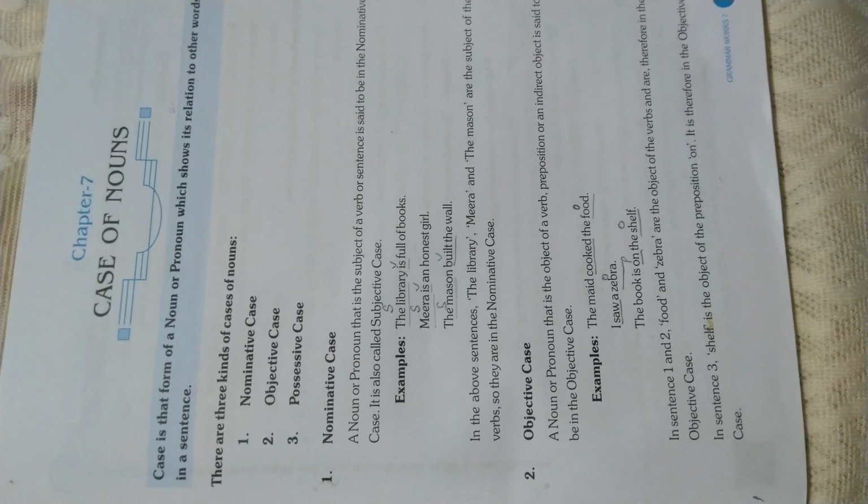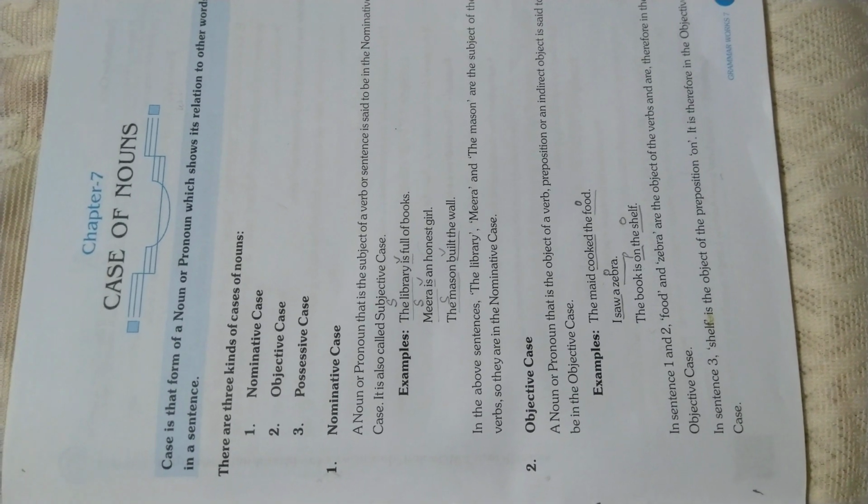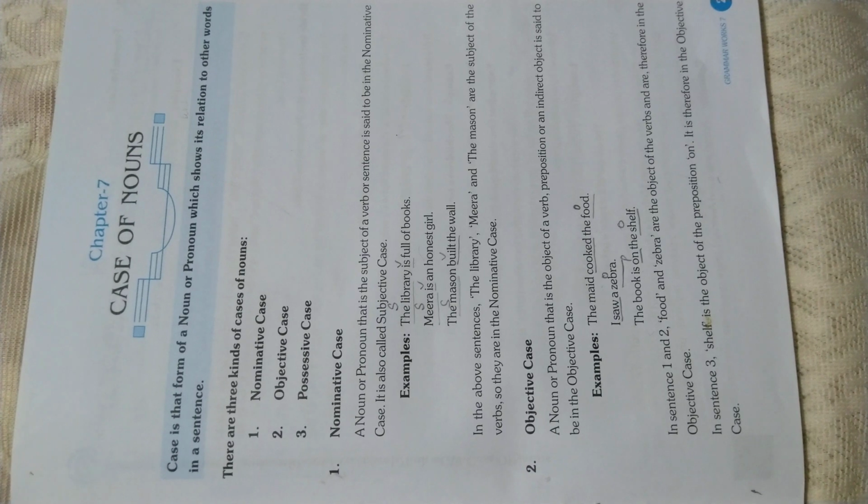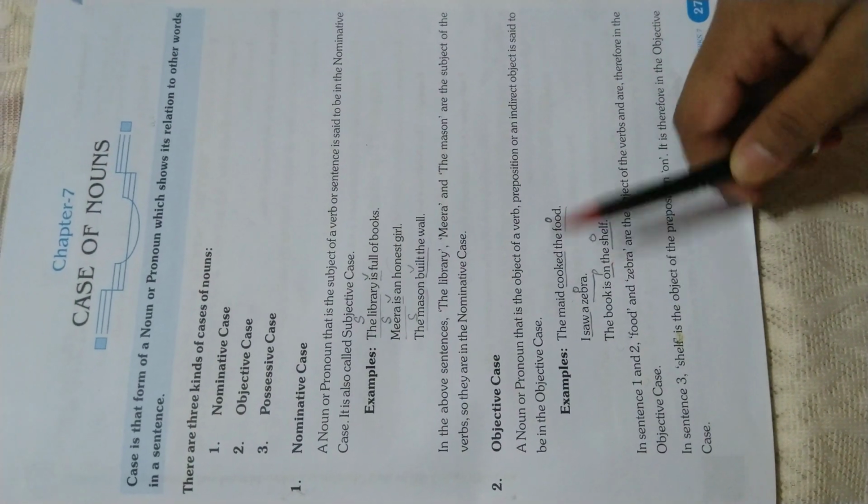In the first sentence, the maid cooked the food. Here the food is the object and cooked is the verb. The same, I saw a zebra. Zebra is the object and saw is the verb. In the first and second sentences, food and zebra are the objects of the verbs and are therefore in the objective case. That's why they are called the objective case.